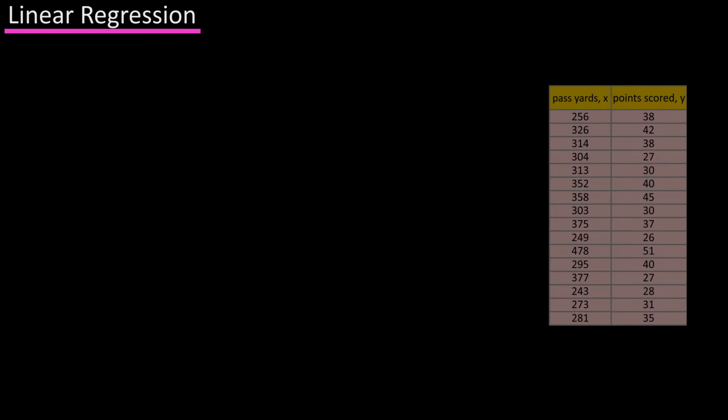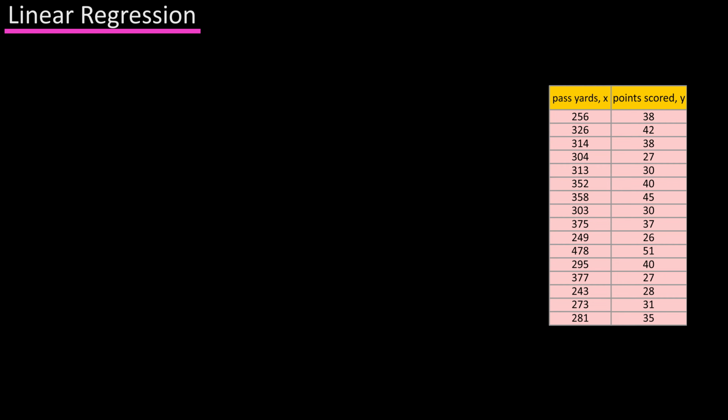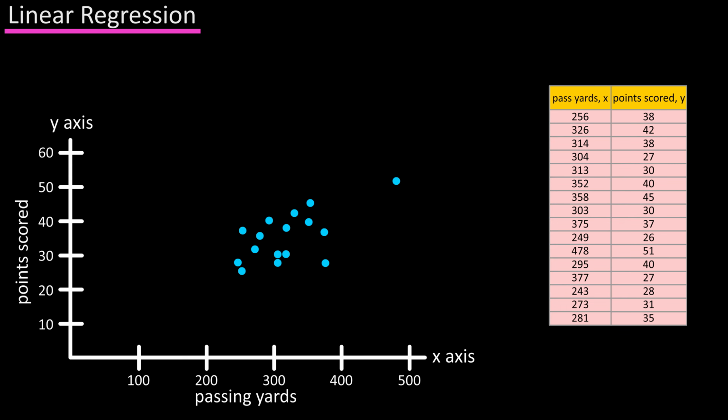For instance, here is a data set that I've been using in several correlation videos. Passing yards in column 1 and points scored in column 2. Here is the scatter plot for that data set, and here is the regression line for the data. And the equation for this regression line is y hat equals 0.0753 times x plus 11.313, which takes on the form of y equals mx plus b. And we use y hat to show that this is a predicted value of y.